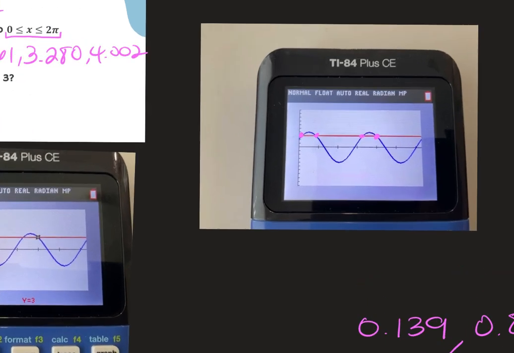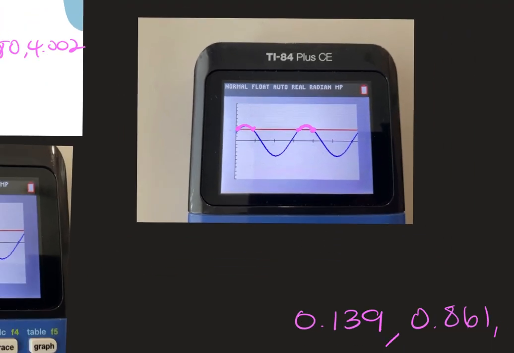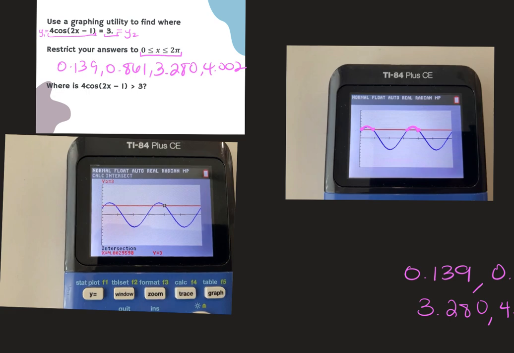So now let's analyze this graph again. Where would it be greater than or equal to 3? It would be everywhere above that y equals 3 line. So I know those are intervals, and it goes from the first x, which means greater than and not greater than or equal to, means parentheses, from 0.139 to the next one, which was 0.861, and that can also be written as 0.139 is less than x, which is less than 0.861.